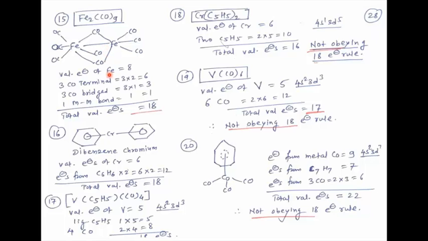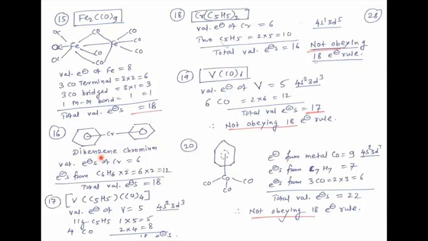So start. Valence electrons of Fe are 8, 4s2 3d6. 3 terminal carbonyls: each carbonyl donates 2 electrons, 3 into 2 becomes 6. 3 bridged carbonyls, each donates 1 electron, so 3 into 1, 3 electrons. 1 metal-metal bond, therefore 1. And hence the total number of electrons is 18. This complex obeys the 18 electron rule.